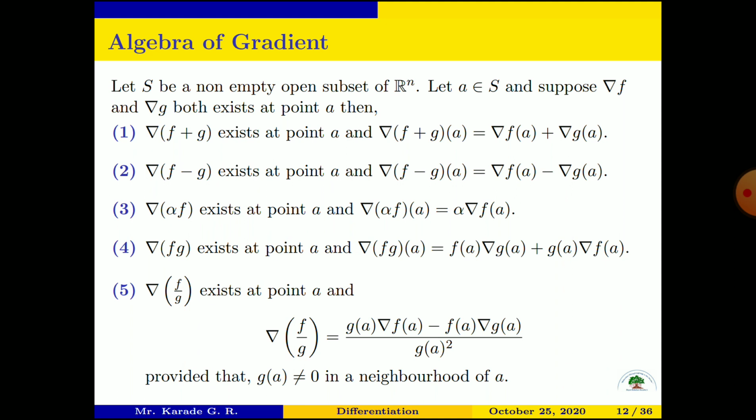First identity says that gradient of F plus G means addition of gradient of two functions, or we can say that addition of gradient of addition of two functions, gradient of F plus G exists at point A, and gradient of F plus G at A is equal to gradient of F at A plus gradient of G at A. Second identity says that gradient of F minus G exists at point A, and gradient of F minus G at point A is equal to gradient of F at A minus gradient of G at A.